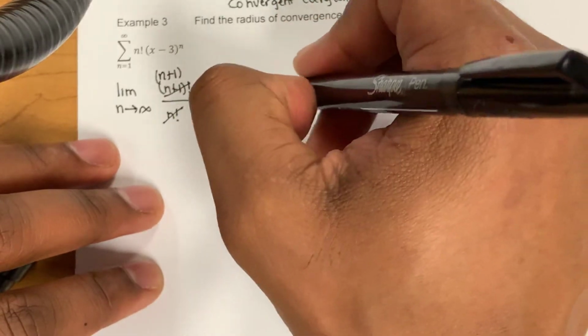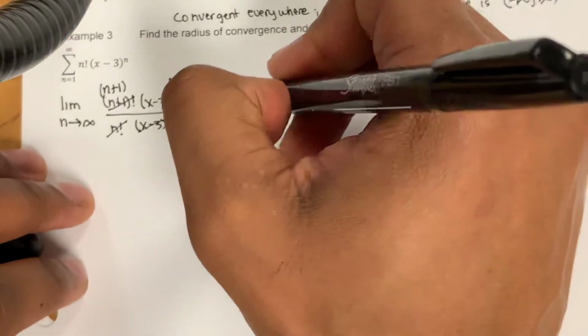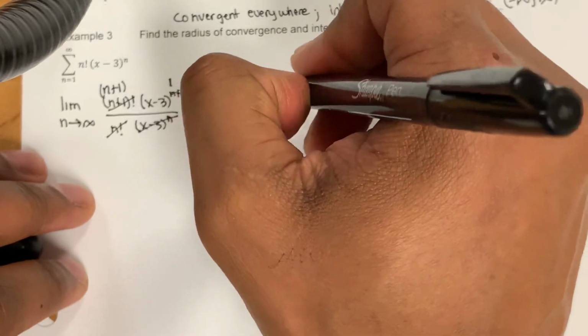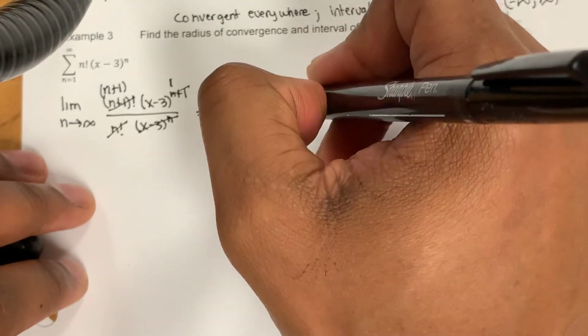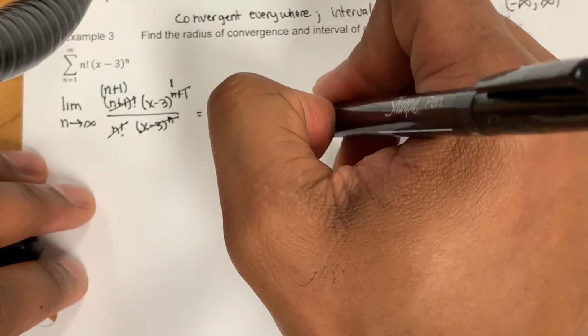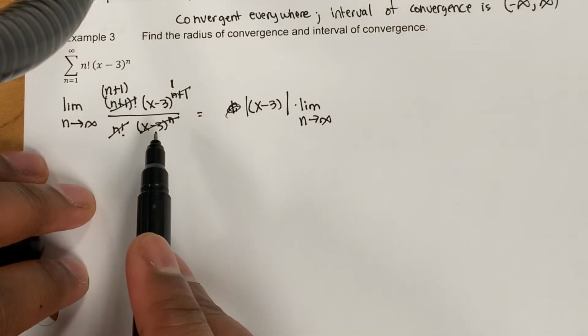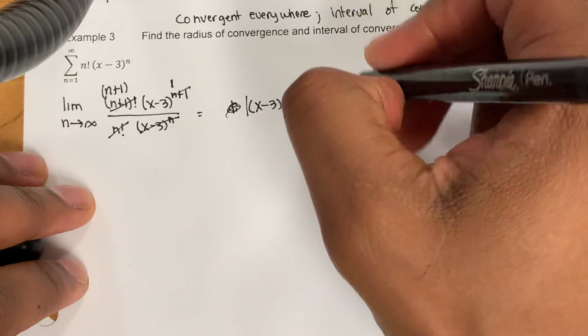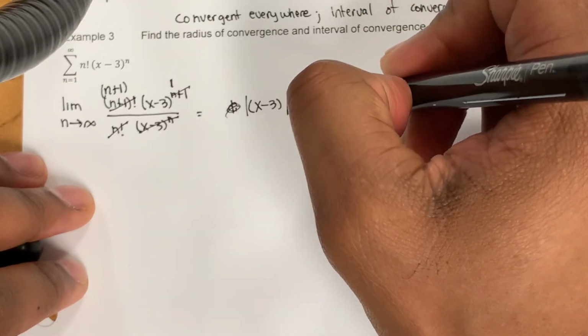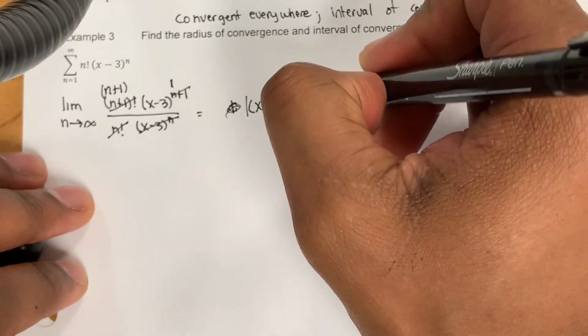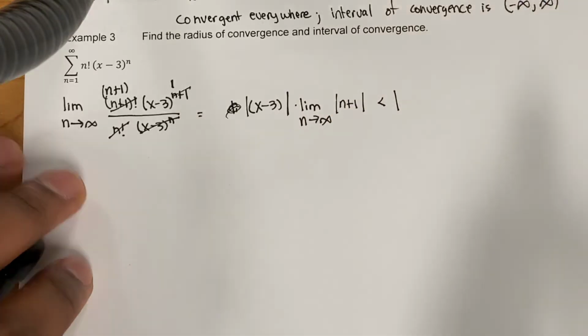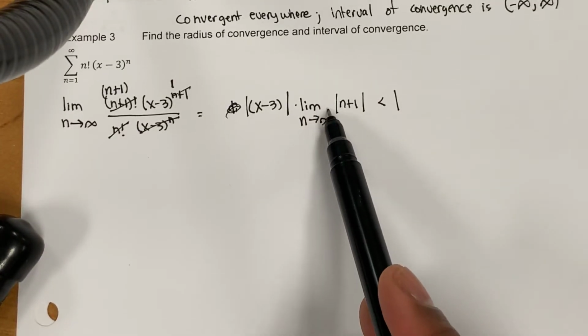We'll put that on the outside. We have x minus 3 in absolute value times the limit as n approaches infinity of, what's it, just n plus 1? So n plus 1 in absolute value. And the question is, for what value of n is this limit less than 1?